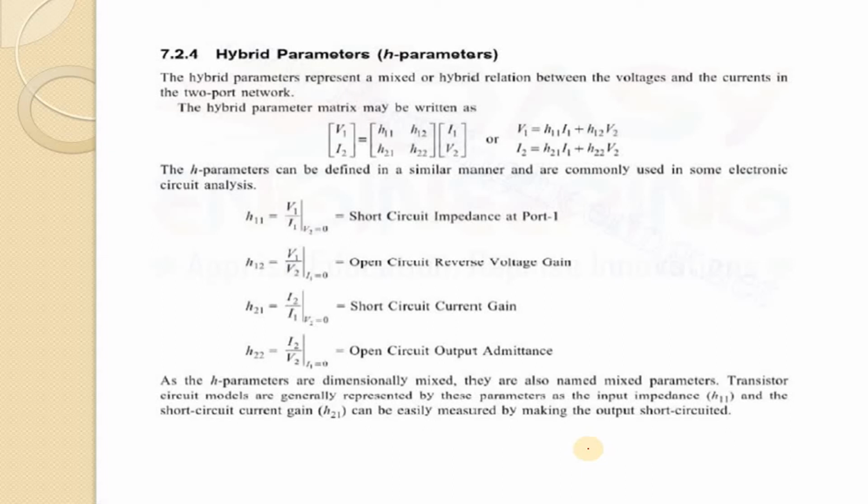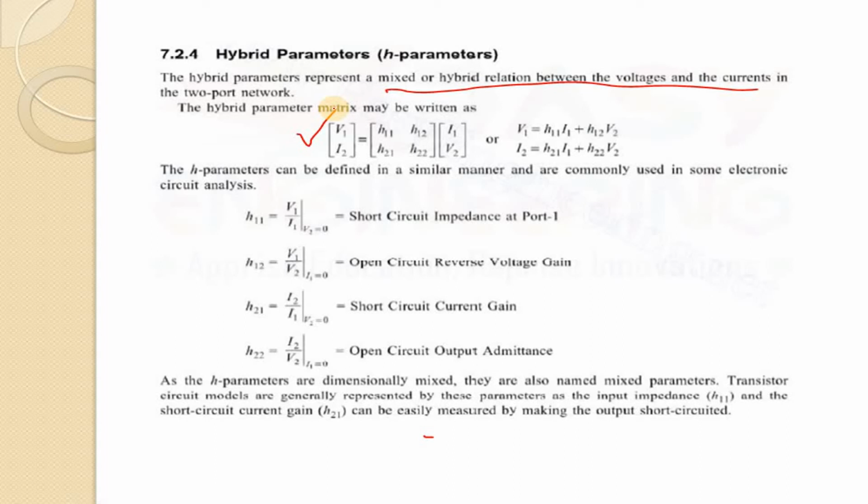Fourth one is hybrid parameter or H parameter. The hybrid parameter represents a mixed or hybrid relation between the voltages and the currents in the two-port network. That means hybrid parameter is basically a mixed relation between voltage and current. So this is known as hybrid parameter. H parameters are written as [V1, I2] equals [H11, H12; H21, H22] times [I1, V2].